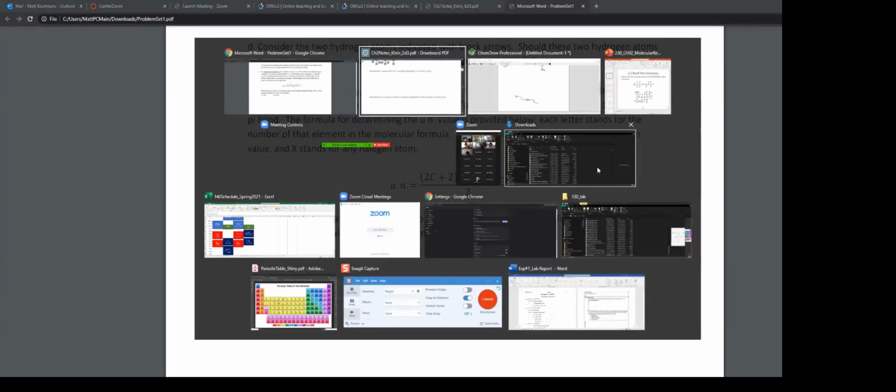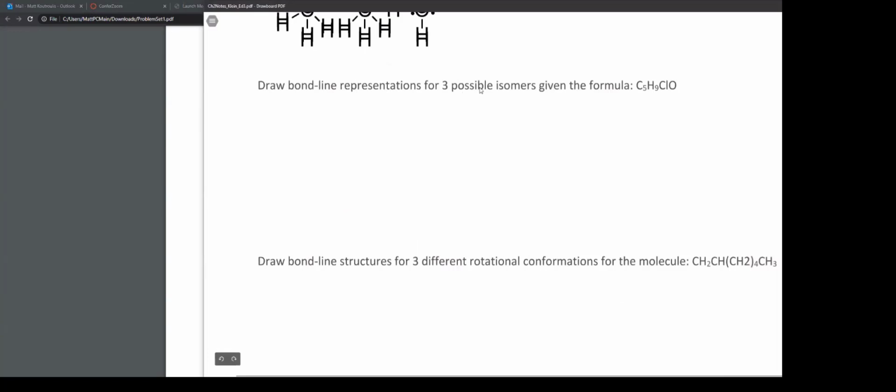Okay, so it's a useful formula when you're trying to draw these things really quickly. 1 pi bond or 1 ring. So I'll do one with you. Probably the easiest way to go would be 5 carbons, just do your 5 carbons in a line.